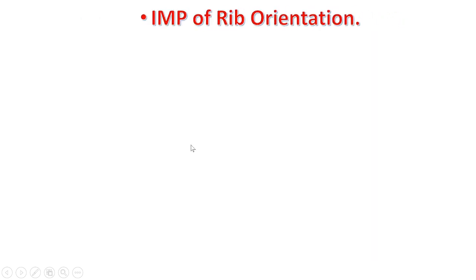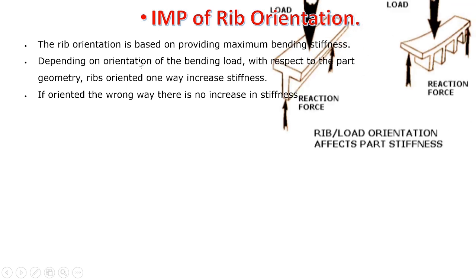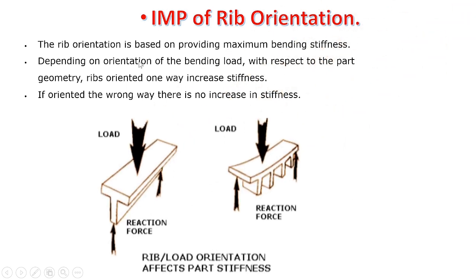Okay, so rib orientation is also important. The rib orientation is based on providing maximum bending stiffness. You can see here two images. The first one has a single rib and the other has a number of ribs. The rib orientation is based on providing maximum bending stiffness, depending on the orientation of the bending load with respect to the part geometry. A rib oriented one way increases stiffness.